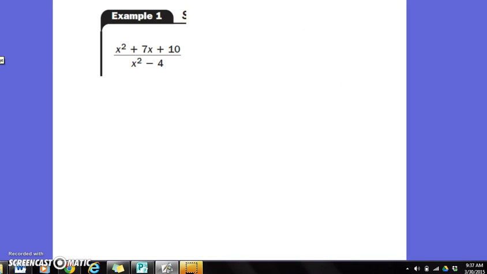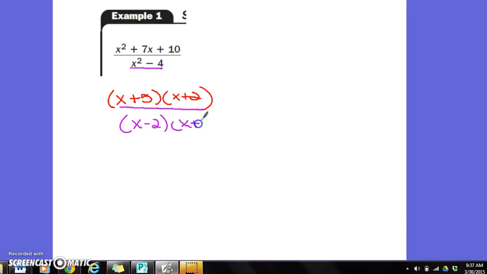So if we look at this example, you are going to factor the numerator. When we factor x squared plus 7x plus 10, you get x plus 5 times x plus 2. When you factor the denominator, hopefully you remember the difference of squares: x minus 2, x plus 2. Now, these are exactly alike, therefore they cancel out, and you're left with x plus 5 over x minus 2.